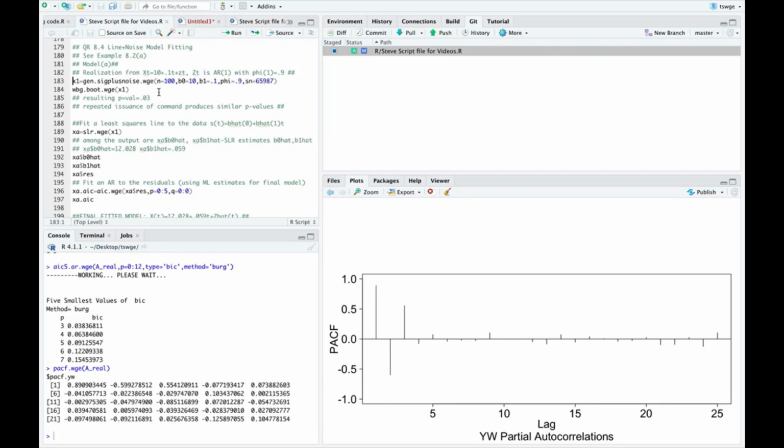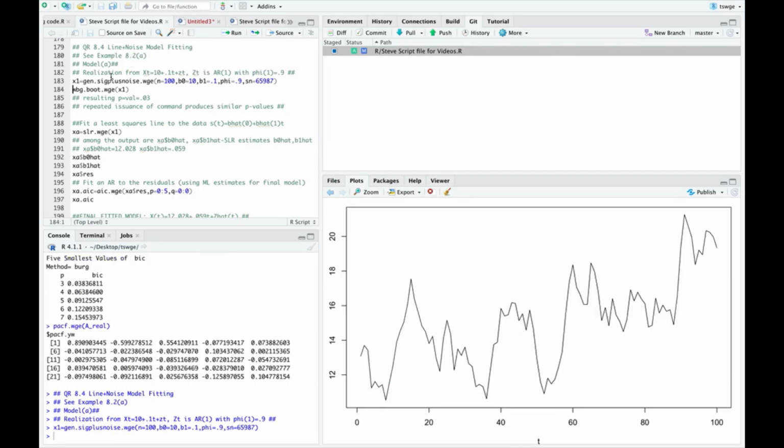All right, so let's go ahead and run that line. We'll do command enter, return. It's a neat little command. You don't have to highlight the whole thing. And there is the realization.